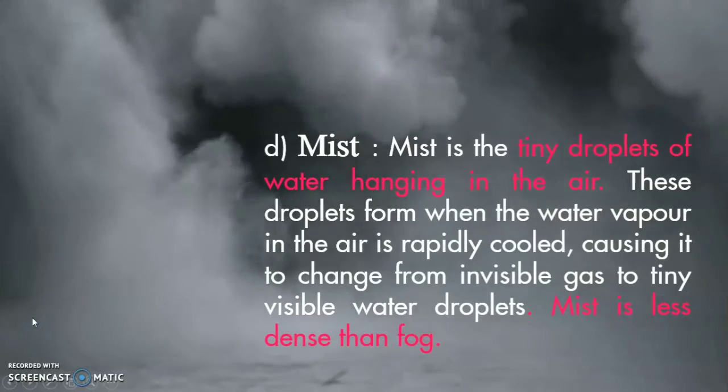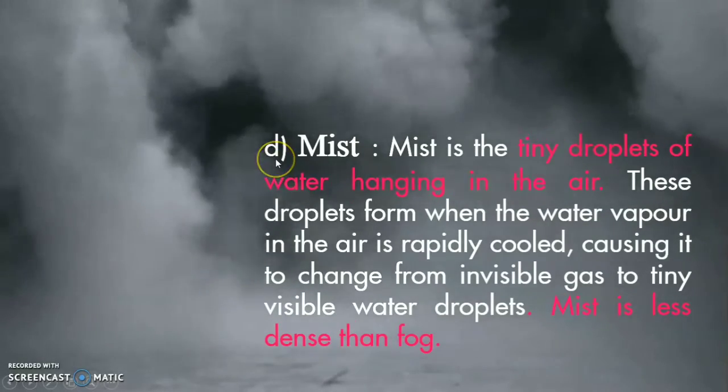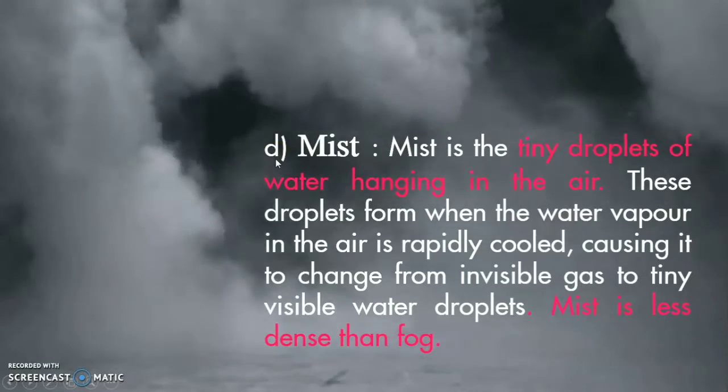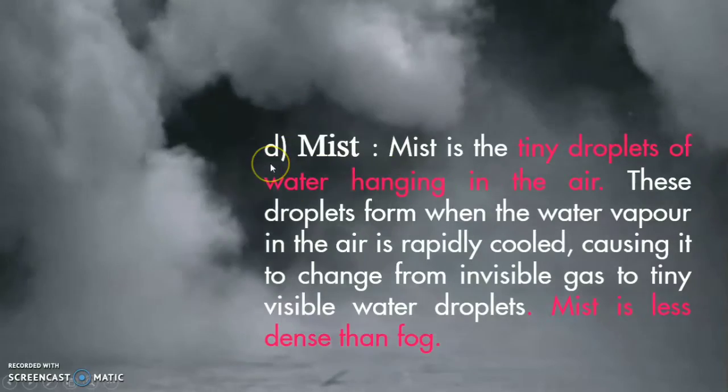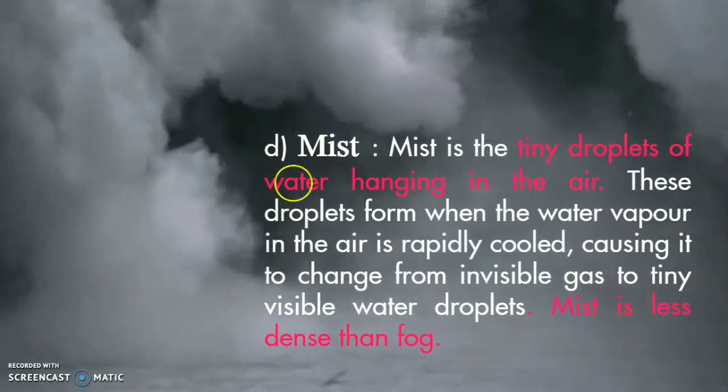The next form of condensation is mist. Just take a look at this clipping, children. Mist is somewhat similar to fog, isn't it? But there are some differences between fog and mist. They are both created by water droplets. The only difference is in their location and density.